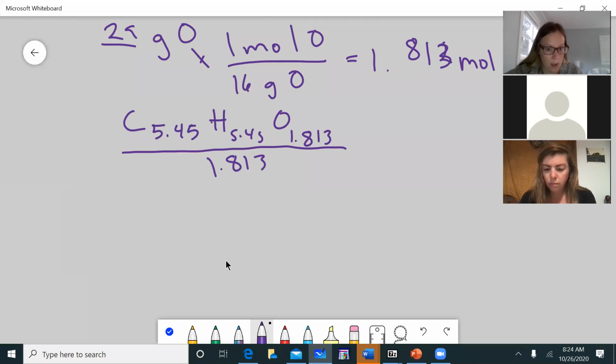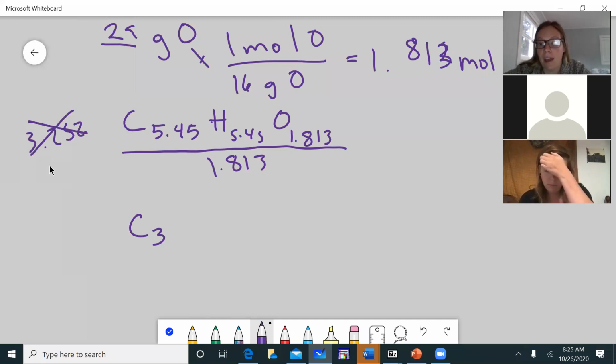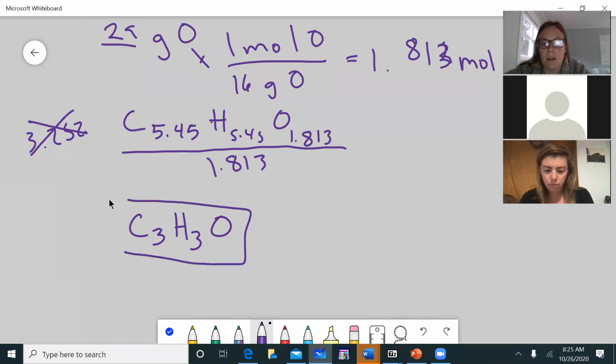5.45 divided by 1.813 gives me 3.006. That is close enough to 3 to be 3, okay? So if I take this number and I divide it by this number, I get 3.006. We're going to go with 3 for that. If you get a number like 3.252, that is not close enough to 3 to round. We don't round that. Hydrogen, we also get a value of 3. Oxygen gives us obviously 1. Anything divided by itself is 1, so we don't even need to write anything there. So there is our empirical formula.